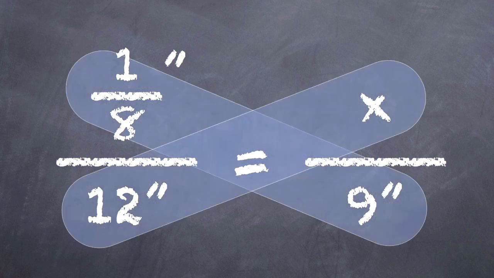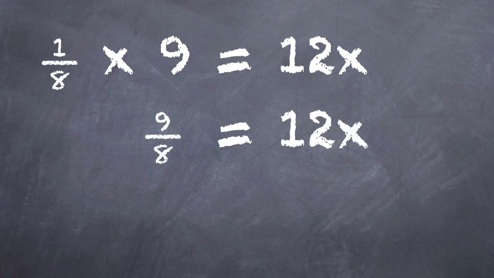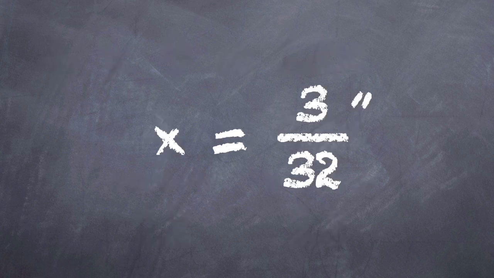The best way to solve for x is to use cross products. To do that, I will multiply 1/8 by 9 and then set that equal to 12 times x, or simply 12x. I can simplify the left-hand side by making 1/8 times 9 simply 9/8. The final step is to divide both sides by 12. This gives me an answer of 3/32 of an inch. That's how big my columns need to be in my model.